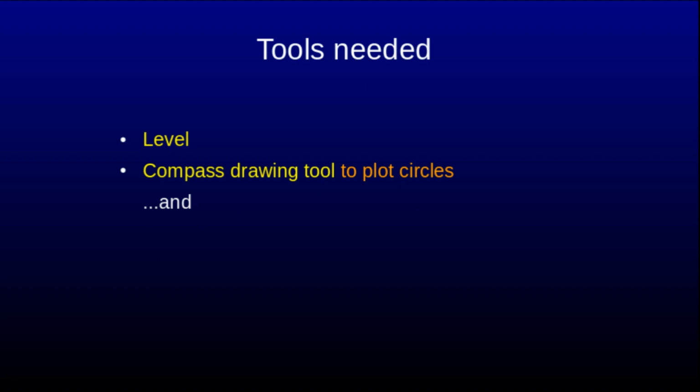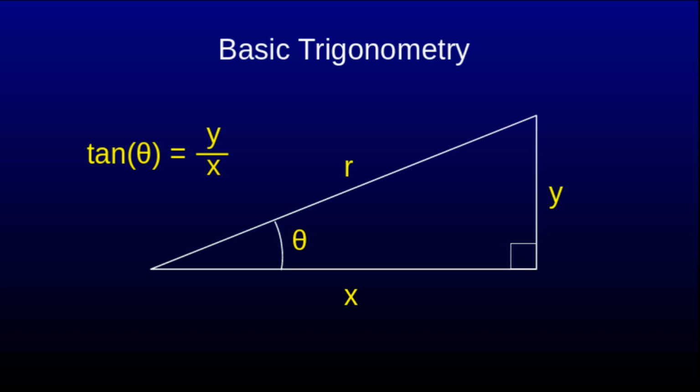No, that's not right. Not a towel. Try again. NASA satellite imagery? No, not NASA satellite imagery. What we're going to use is a stick. That's right. We're going to use a level, a compass drawing tool, and a stick. No rocket science here. Just simple, basic geometry and triangulation. So let's go over some of the principles that we'll need.